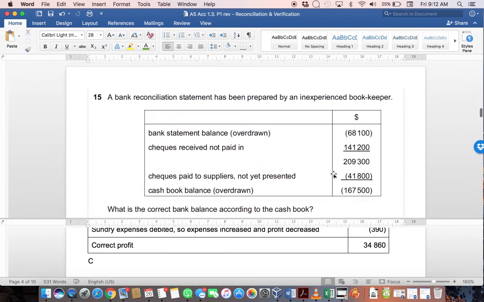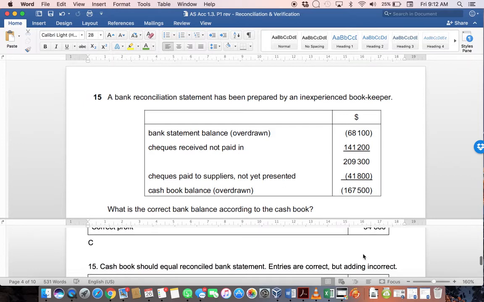Number 15. A bank reconciliation statement has been prepared by an inexperienced bookkeeper. So you can see here it's been drawn up. The overdrawn bank statement balance has been given. Checks received not paid in are given, and checks paid to suppliers that haven't yet been presented, and the balance at the end. The question then says, what is the correct bank balance according to the cash book?